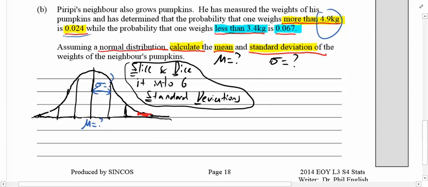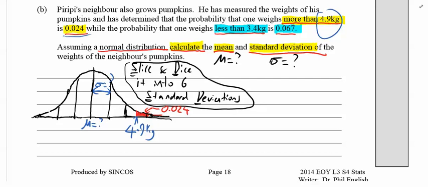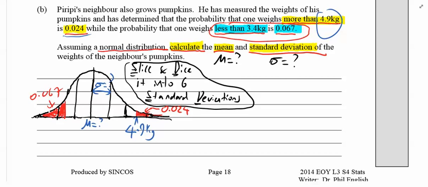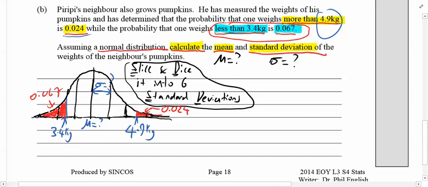So we're going to shade that in. So 4.9 kg, and the red area has to be 0.024. So the top 2.4%. And at the other end, we're told that 0.067 weigh less than 3.4 kg. So the bottom 6.7% weighs less than 3.4. So these are certainly not drawn to scale. We actually don't have to have it drawn accurately. It's just that we can visualize what's going on.